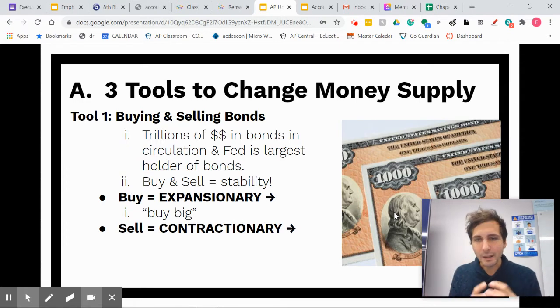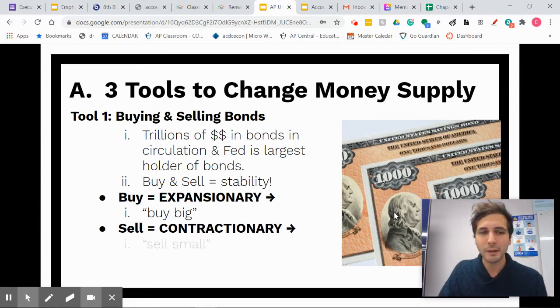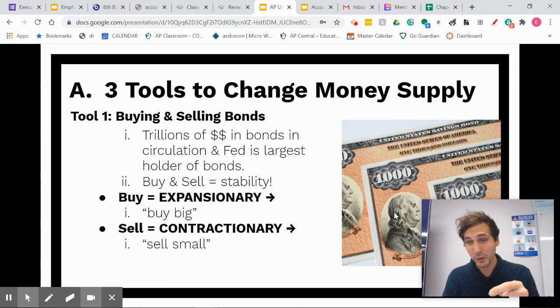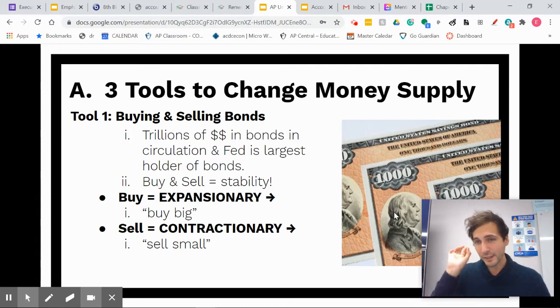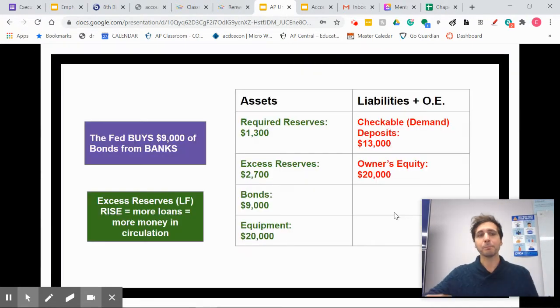And vice versa, selling bonds is contractionary. You sell, shrinking the supply of money. So we say sell small. When the Federal Reserve wants to shrink it, they sell bonds at a great price to the banks where they're going to make a ton of profit off of it. The banks are gladly going to buy the bonds from the Fed. So when the Fed sells those bonds, they have less, the banks in the United States have fewer excess reserves, and as a result, fewer potential loans, and so less of an impact on the supply of money.